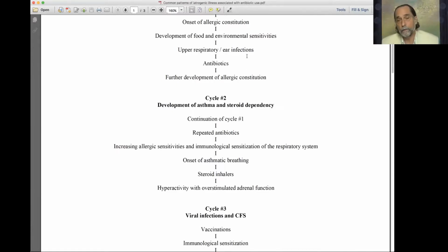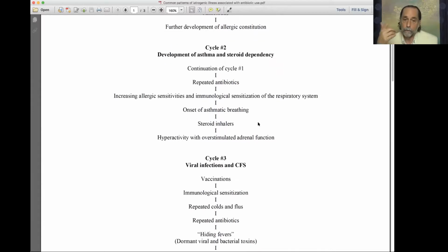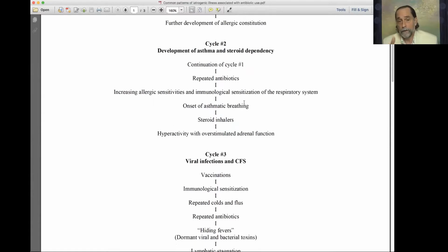These are things that I was seeing in patients who were 30 and 40 years old that were still dealing with that allergic constitution. But it goes on because it can further progress into asthma and steroid dependency. Repeated antibiotics can lead to worsening allergic sensitivities in the respiratory system, and that can lead to asthma. And then the steroid inhalers come.